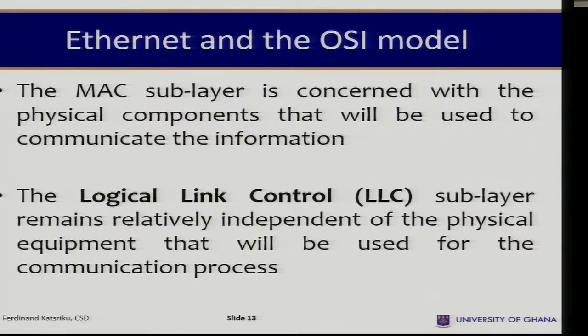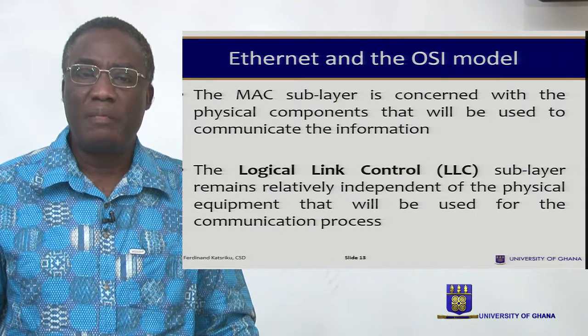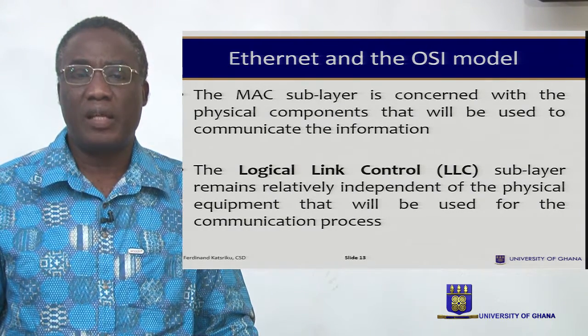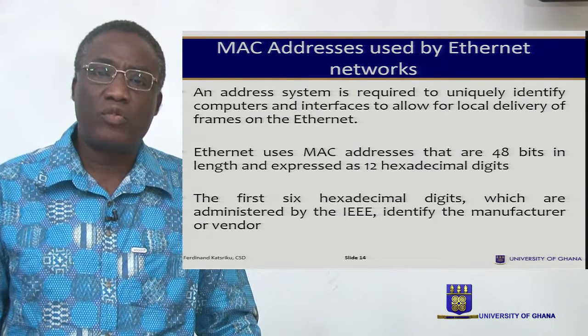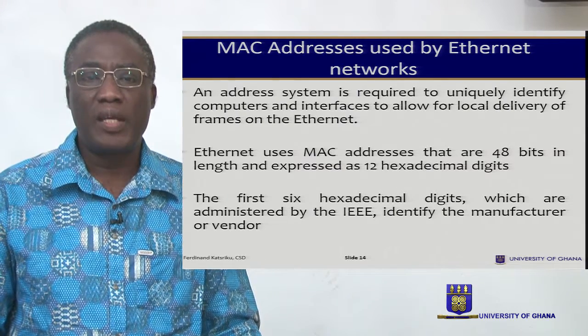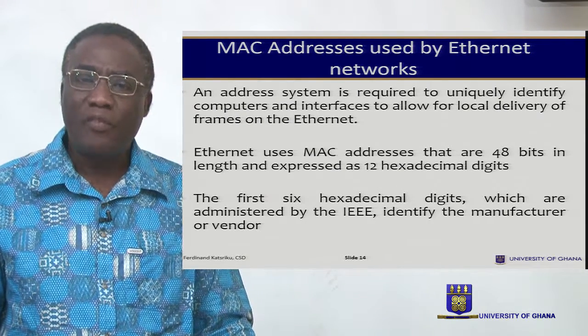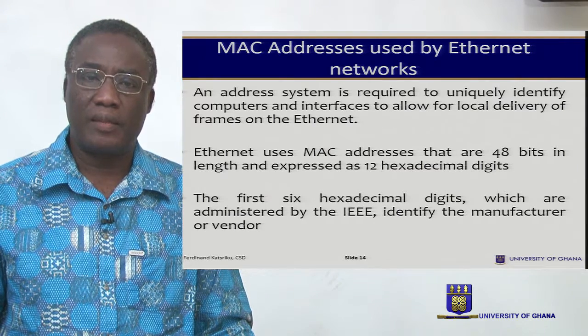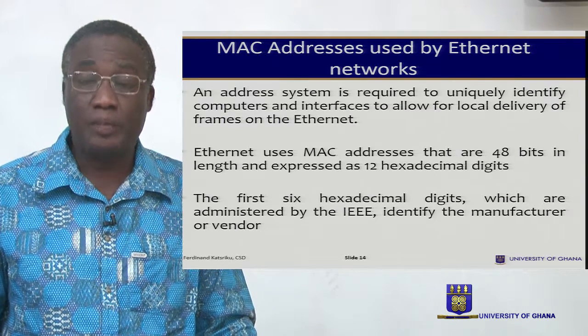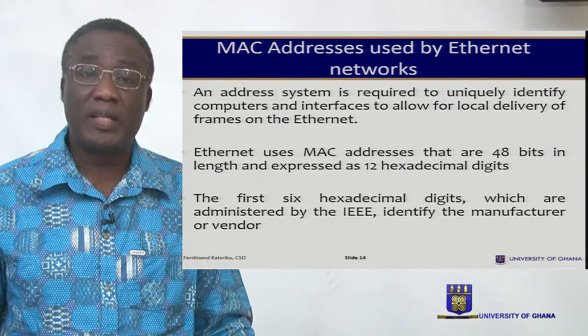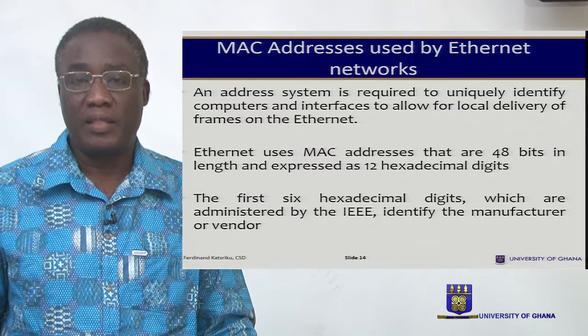The MAC sublayer is concerned with the physical components that will be used to communicate the information. The logical link control sublayer remains relatively independent of the physical equipment that will be used for the communication process. An address system is required to uniquely identify computers and interfaces to allow for local delivery of frames on the Ethernet. Ethernet uses MAC addresses that are 48 bits in length and expressed as 12 hexadecimal digits.